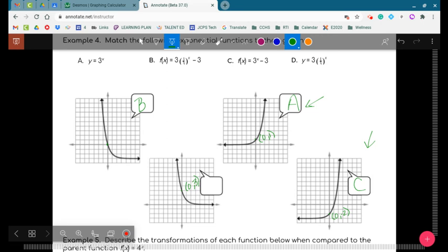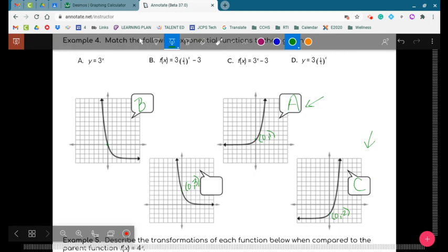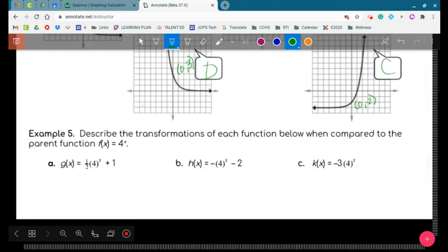And then our last one, let's just double check. This is our red line. It crosses at (0, 3) and goes down. And that one's at (0, 3) and it's going down. So this one has to be D. Okay, so this one, since your base is a fraction, it's decreasing, so that it corresponds. And same with B. So keep that in mind whenever you're looking at these.